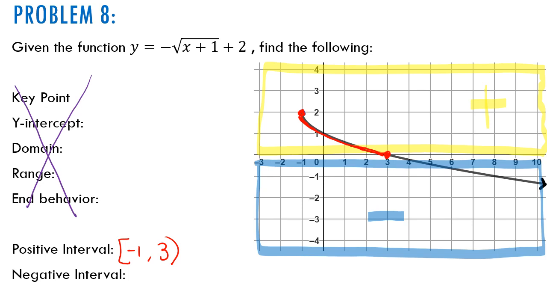Negative interval, it starts at the 3 and goes this way forever. So it's everything from 3 to infinity. Now, I'm describing this in terms of x's. That's why I'm saying infinity, because it's going to the right forever. Because I'm describing it in terms of x's.